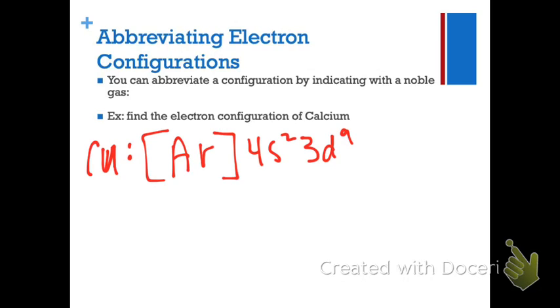Okay? Yes? So we did bromine. We go argon, 4s2, 3d10, 4p5. Can you abbreviate a noble gas with itself? No. So the only noble gas that cannot be abbreviated is helium. If we wanted the abbreviated noble gas of neon, we would say helium plus 2s2, 2p6.